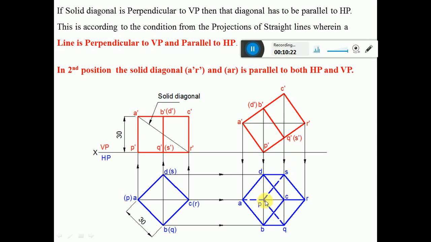So here, if you join PS or PQ, since BC is visible, PQ has to be invisible because two visible edges can never cross each other. Similarly, since CD is visible, PS has to be invisible because two visible edges can never cross each other. And also from the point P, PQ and PS are invisible, therefore AP is going to become invisible. So now this is how we will be able to complete the top view of the second position.